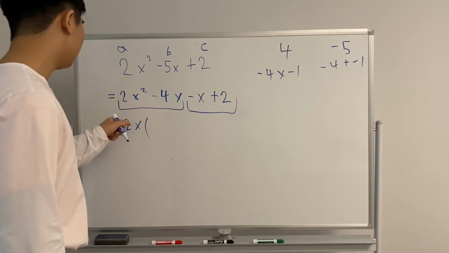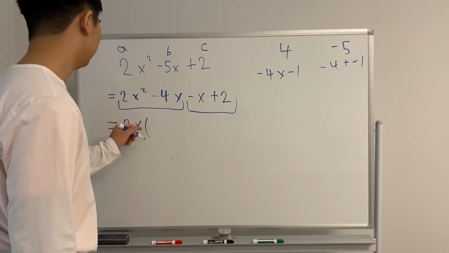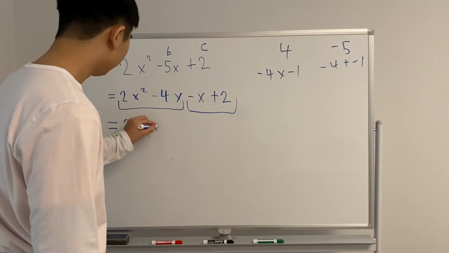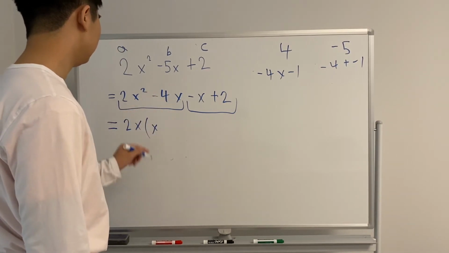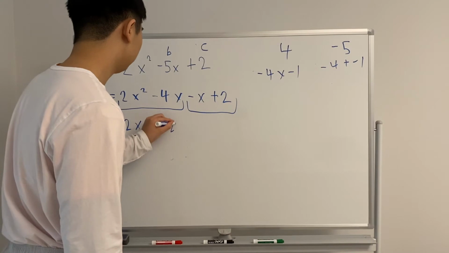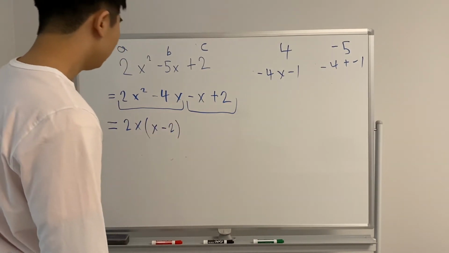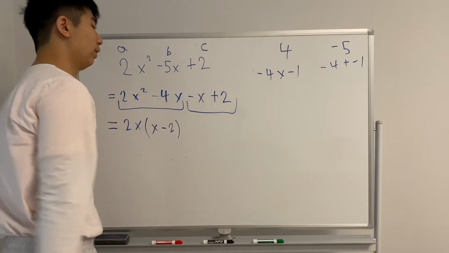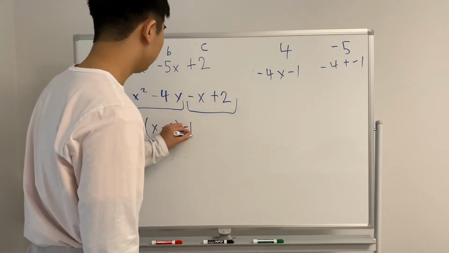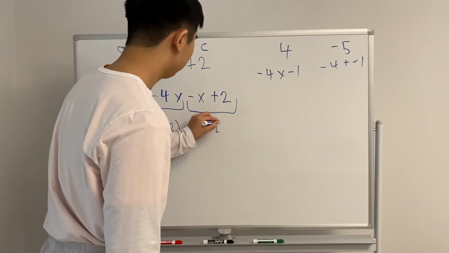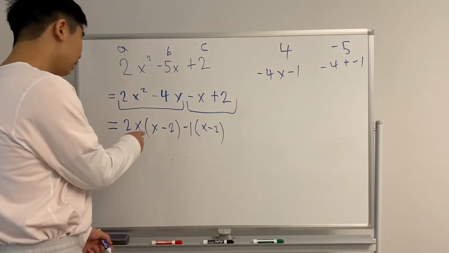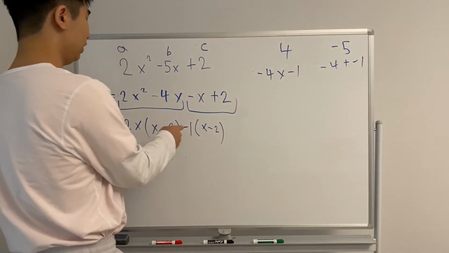So 2x squared divided by 2x is just x. Negative 4x divided by 2x is negative 2. All right? And here we can factor out a negative 1. So negative 1, this is x now, and this is minus 2. So now we have 2x in the brackets, x minus 2, minus 1 times x minus 2.